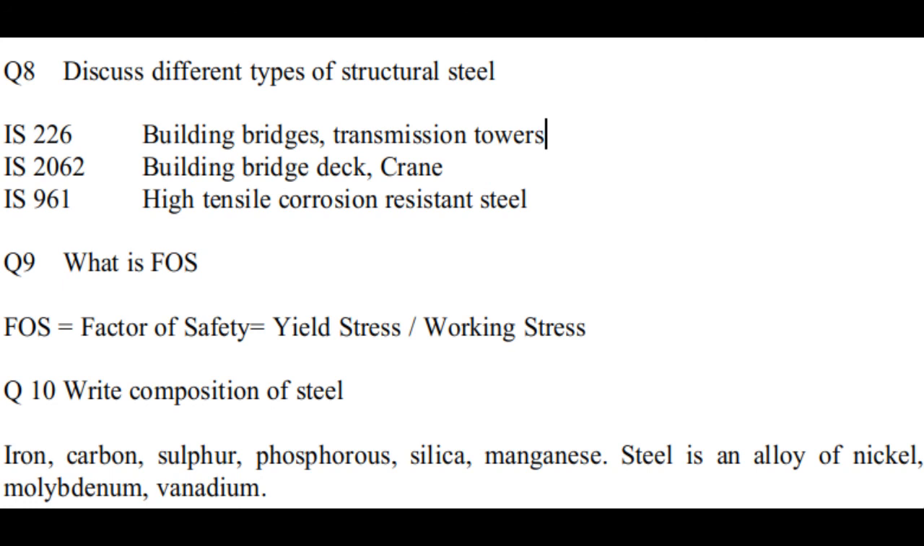Last question, very basic. I think all of you know the composition of steel. Steel actually has iron, carbon, sulfur, phosphorus, silica, manganese, etc. And steel is an alloy, of nickel, molybdenum and vanadium. So that's all about the introduction lecture to steel structure.